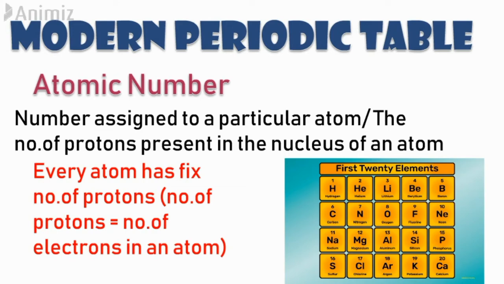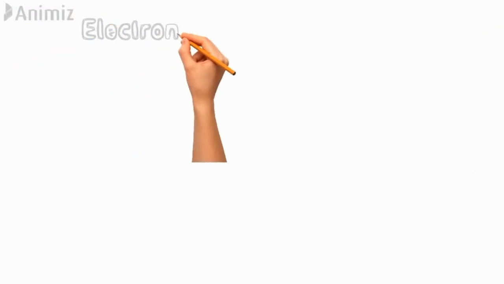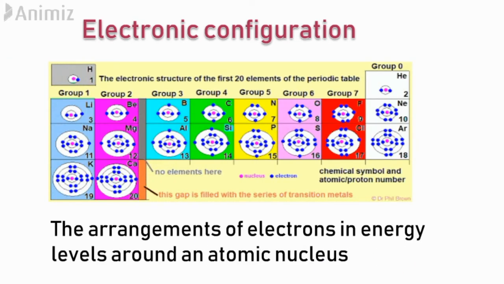Now let's see what electronic configuration is. An electronic configuration is the arrangement of the maximum number of electrons that can be filled in the energy levels, from the one nearest to the nucleus of an atom and outwards. So now let's consider an example.